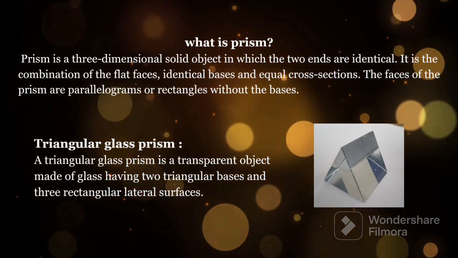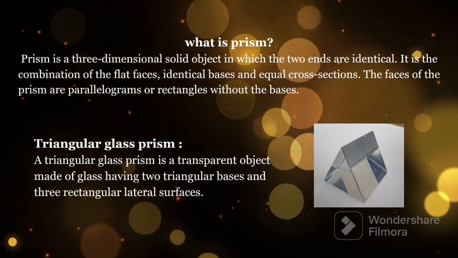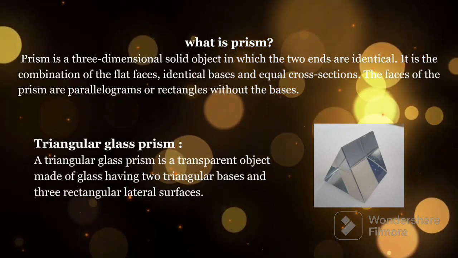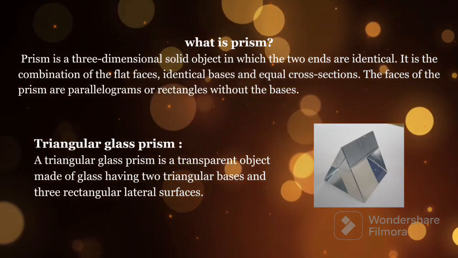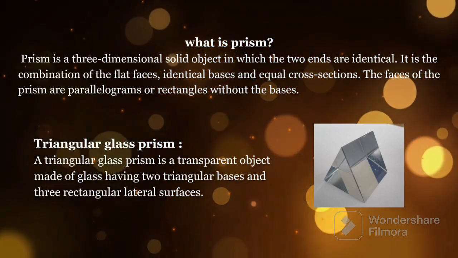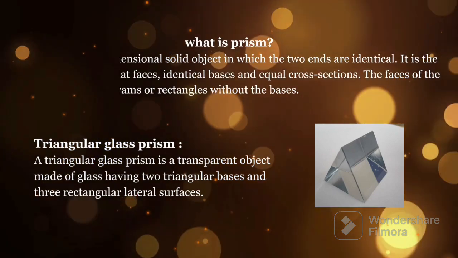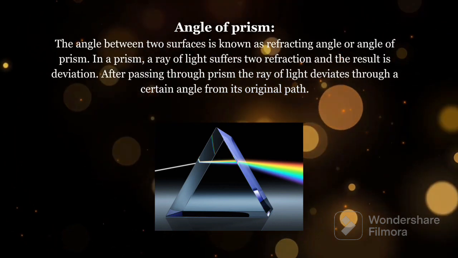First of all, what is a prism? A prism is a three-dimensional solid object in which the two ends are identical. It is a combination of flat faces, identical bases and equal cross sections. And a triangular glass prism is a transparent object made of glass having two triangular bases and three rectangular lateral surfaces.